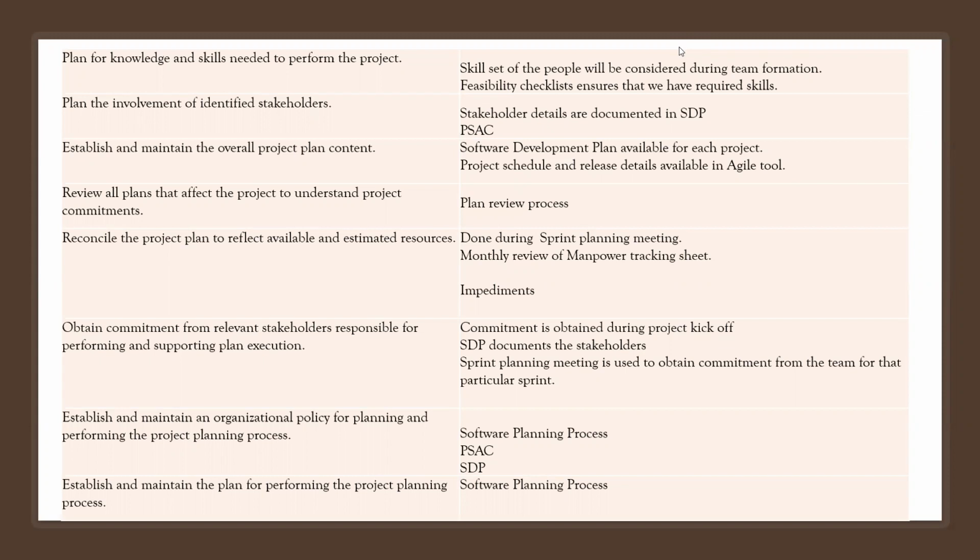And establish and maintain an organizational policy. Like Charles explained, in addition to the sprint and in addition to the plans generated for DO-178 or the processes, we need to have an organizational QMS and the processes associated to ensure we are following the processes and making sure we are generating what is required for the organization. And then establish and maintain the plan for performing the project planning process. That's exactly what we've been discussing so far. It's a software planning process. Next slide, Charles.